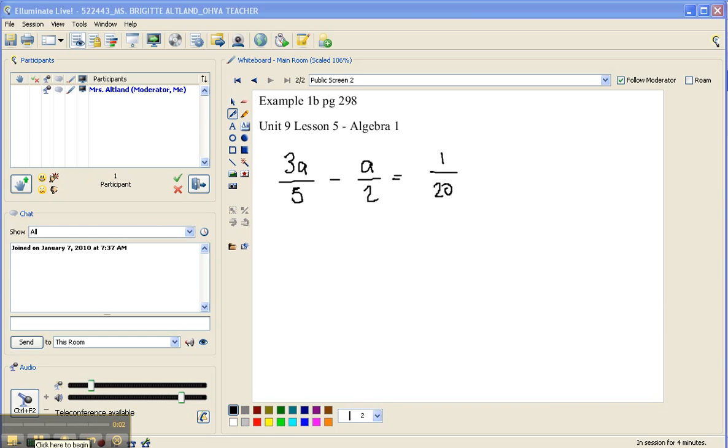This is an explanation for example 1b on page 298 of the Algebra 1 book. This is Unit 9, Lesson 5. I have written on the screen the problem from example 1b.